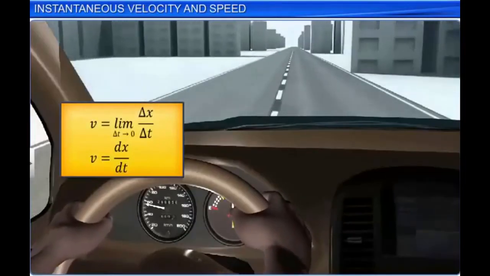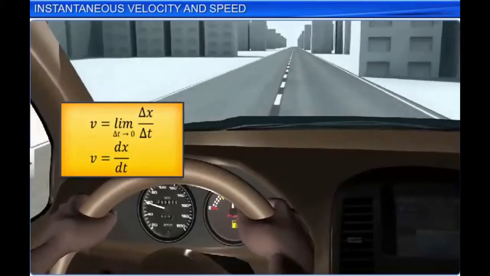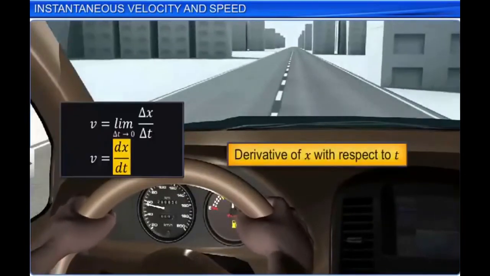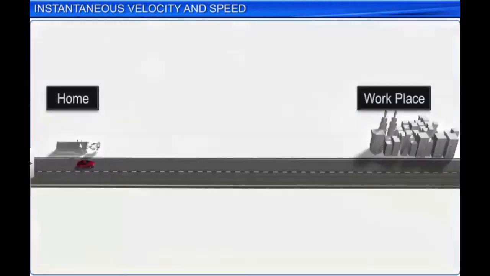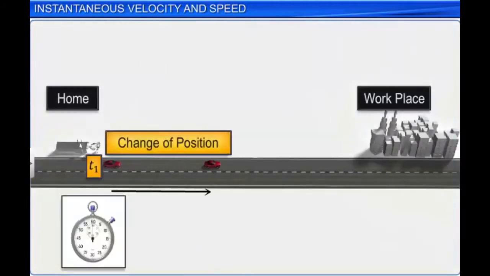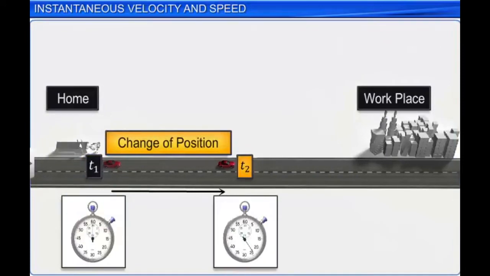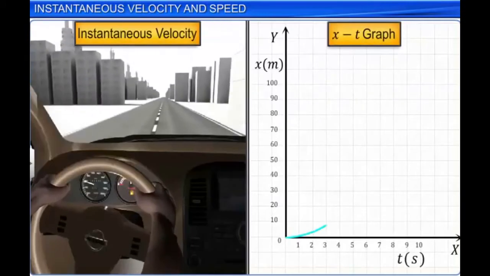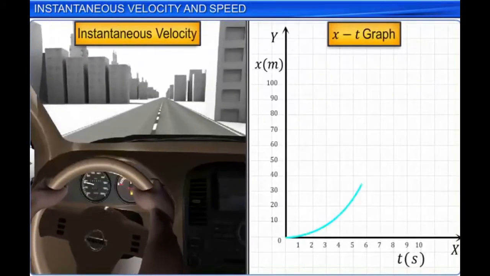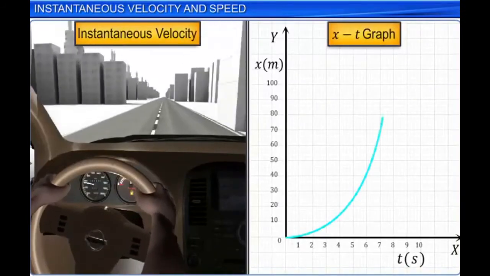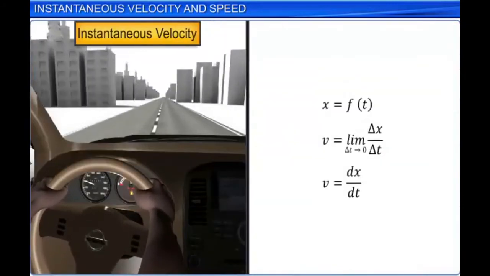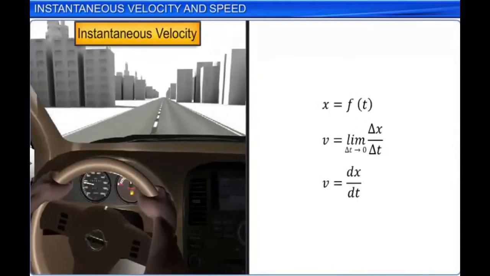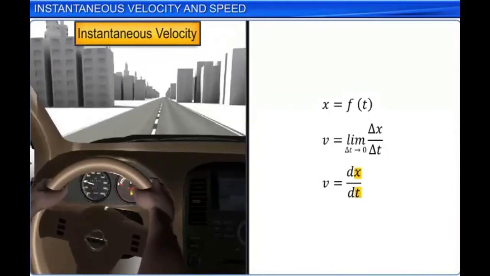In differential calculus, the right-hand side of this equation is called the derivative of x with respect to t. It represents the rate of change of position with respect to time at that instant of time. We can obtain the value of instantaneous velocity either from the x-t graph or numerically using differential calculus, if the relation between x and t is known for the motion.